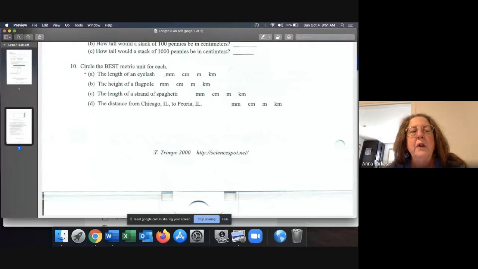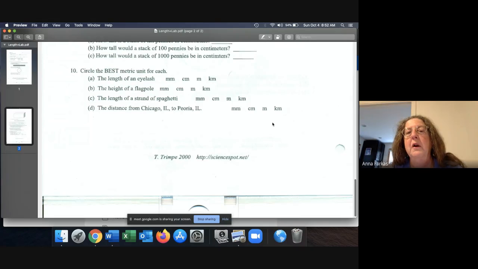Now here you're choosing the best metric unit. And this is kind of logic. Just think about it. Do you want to measure your eyelash in kilometers, which is in the order of miles, or one of the others, millimeters, centimeters, meters, and kilometers? So you decide. Same decision for a flagpole. How about some spaghetti? How about going from Chicago to Peoria? What would be the appropriate unit? And circle the one that you think is the right unit for that particular item.